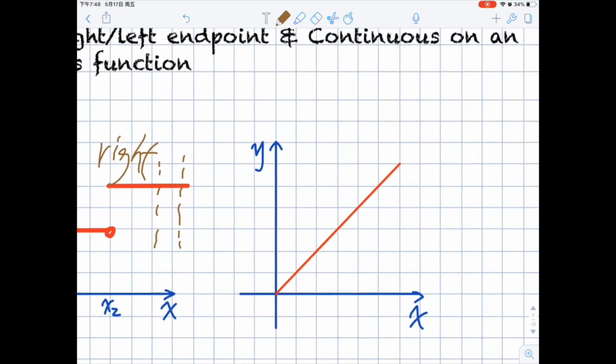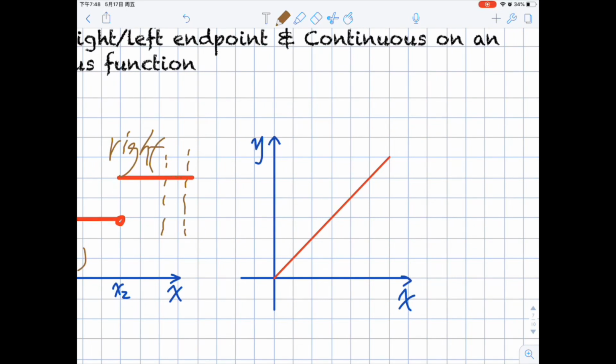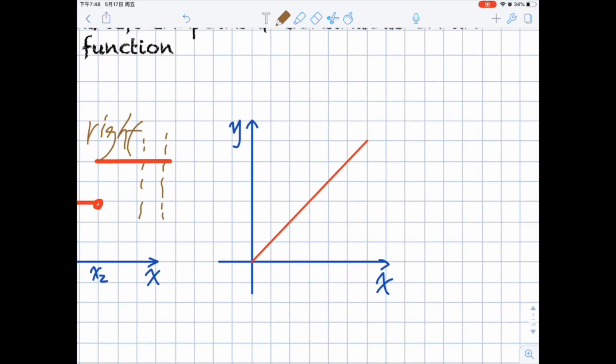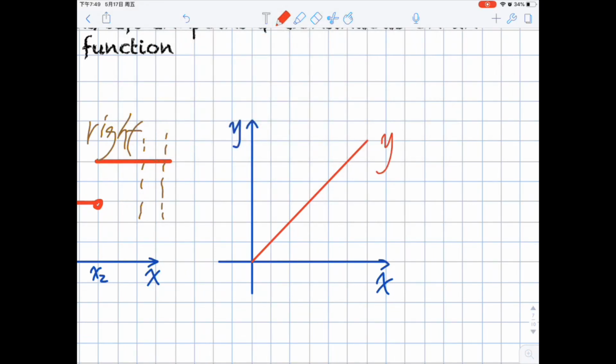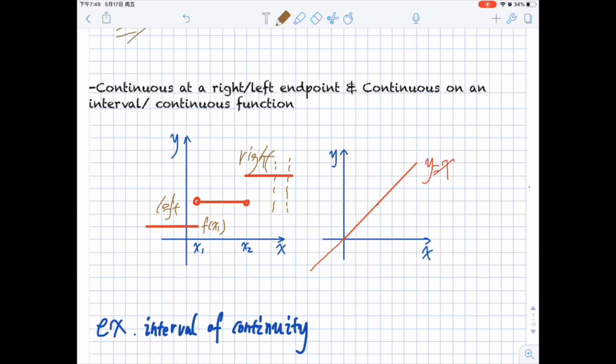If you want the whole function to be continuous, every single point in the domain of the function has to be continuous. So let's see, if this is y equals x, it's easy to see every single point in the domain of this equation is continuous. This is a continuous function. This is an example of that.